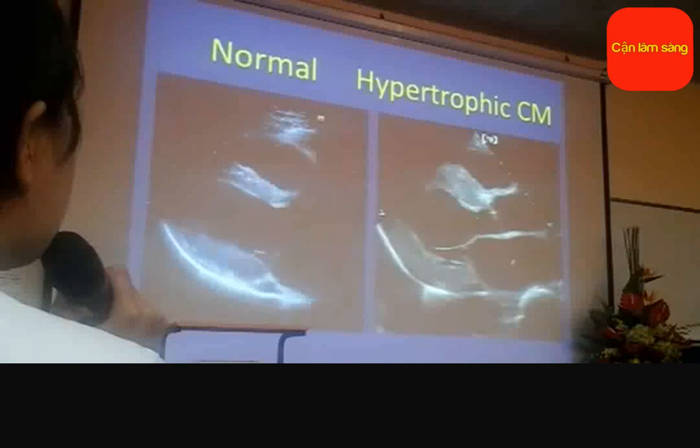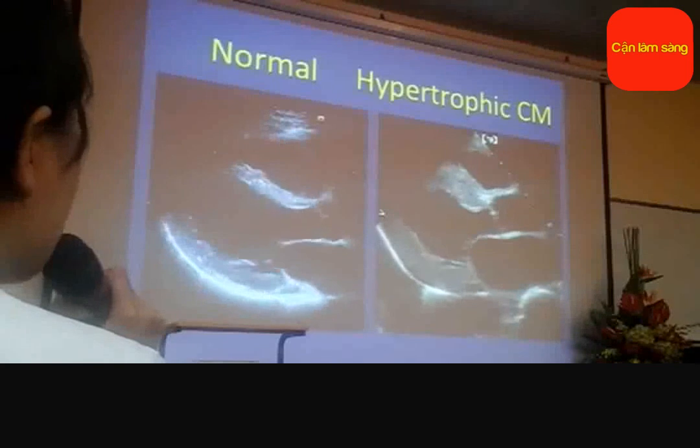These walls, the function of the left ventricle is also depressed or down.